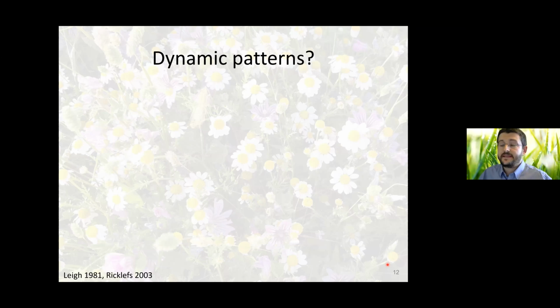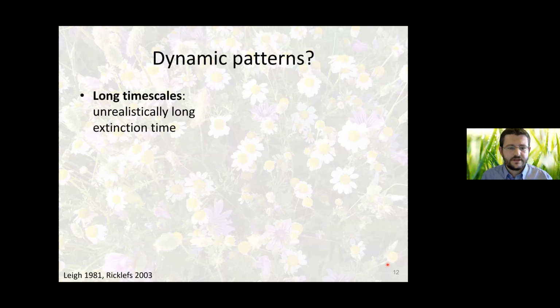So can neutral theory explain the dynamics? On long timescales, it has long been known that common species will have unrealistically long times till they go extinct. On average, a population of n individuals is expected to go extinct in 2n generations. So if we have 5 million trees from some species in the Amazon and the generation time is 100 years, we easily get to an extinction time of a billion years, which is a little bit too much.